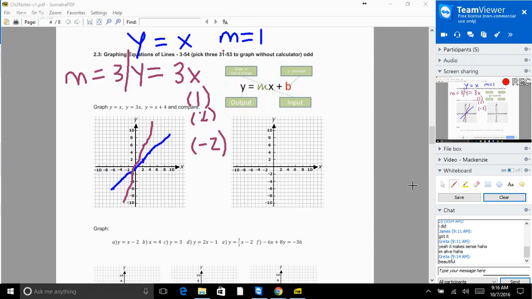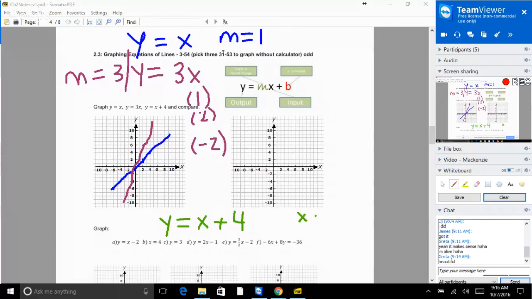So then let's talk about y equals x plus 4. Okay, so we have our base of y equals x. We tried varying the slope by making the slope 3 instead of 1. So that was y equals 3x. Well, let's stick with our basic y equals x, but then add 4 and see what happens to our graph. Okay, so again, pretty easy to do.